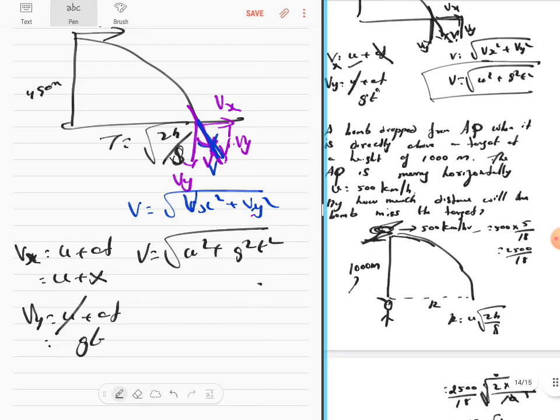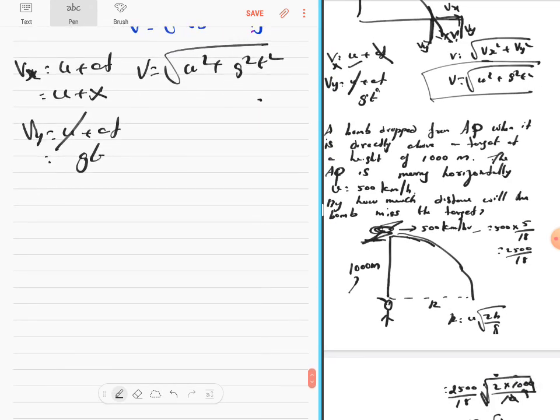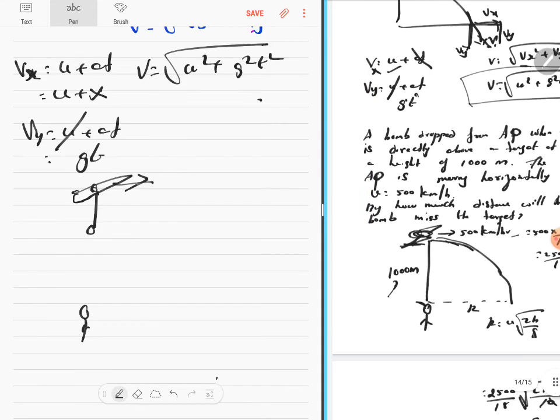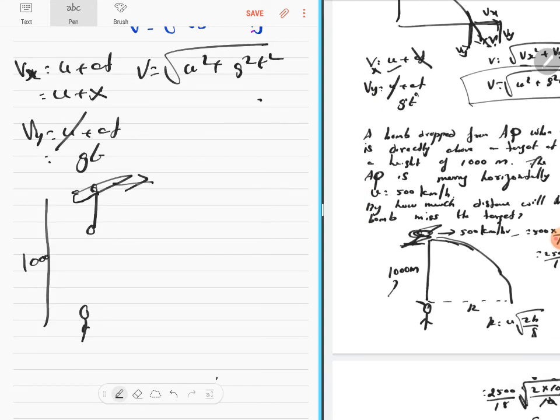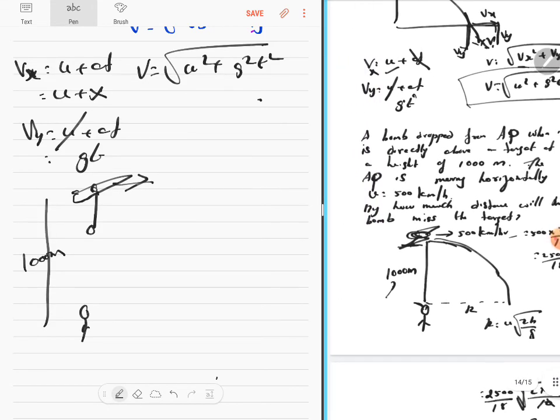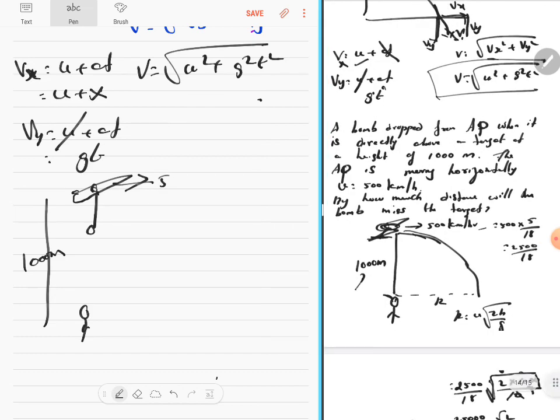A bomb is dropped from an aeroplane when it is directly above the target. Okay, this is the aircraft. A bomb is getting dropped, but the aircraft keeps moving. This is at a height of 1000 meters above the target, and it is moving horizontally at 500 kilometer per hour. You have to convert into meter per second, which is multiplying by 5 by 18. 500 into 5 by 18 is 2500 by 18 meter per second, the velocity with which it's traveling.